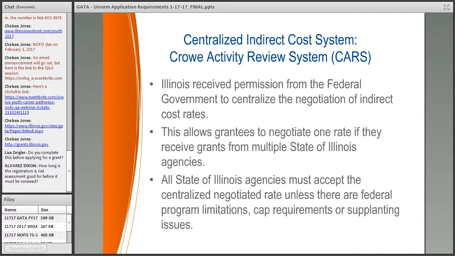Continuing our discussion of the CARS system, Illinois received permission from the federal government to centralize the negotiation of indirect cost rates. So just like the fiscal risk assessment and pre-qualification are centralized and apply to all state programs and agencies, the CARS system allows the grantee to negotiate one rate if they receive grants from multiple state of Illinois agencies, and that rate will apply to all state grants and agencies. All state of Illinois agencies must accept a centralized negotiated rate unless there are federal program limitations, cap requirements, or supplanting issues.